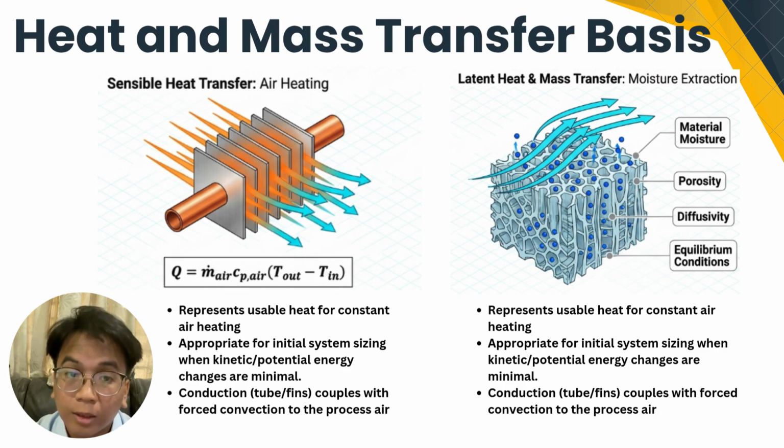In this system, heat transfer occurs through two main mechanisms. Heat is conducted through the copper tubes and aluminum fins of the heat exchanger, and then transferred to the process air through forced convection. The useful heat transfer rate can be estimated using the equation Q equals m dot air times Cp of air times the temperature difference between the outlet and the inlet air. This relationship is suitable for initial system sizing when kinetic and potential energy changes are negligible.